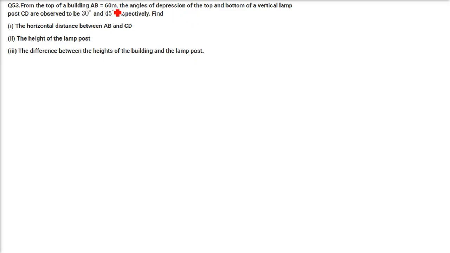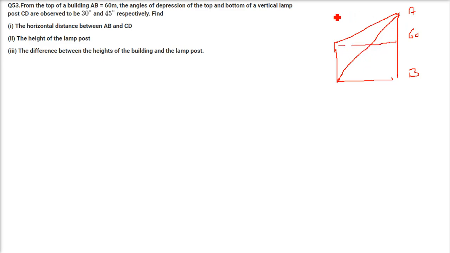So from the top of the building, the angle of depression, that is, this is going to be higher, because the angle of depression is always looking downwards. This is 60 meter, AB, right? The angle of depression of top and bottom of a vertical lamp. So there is a lamp here. The angle of depression, this one and this one. So this angle is your 30 degree, and this whole will be 45 degree. So this will be 45 degree, right? This is AB and this is CD.